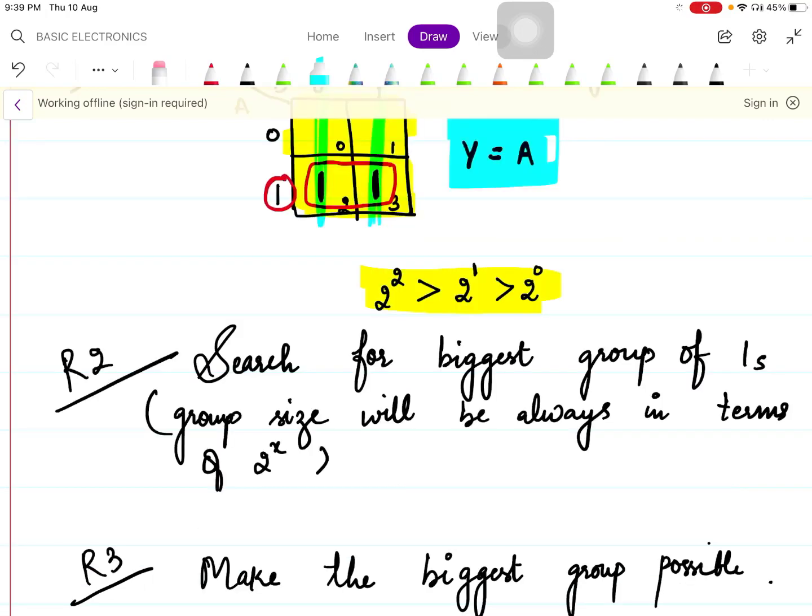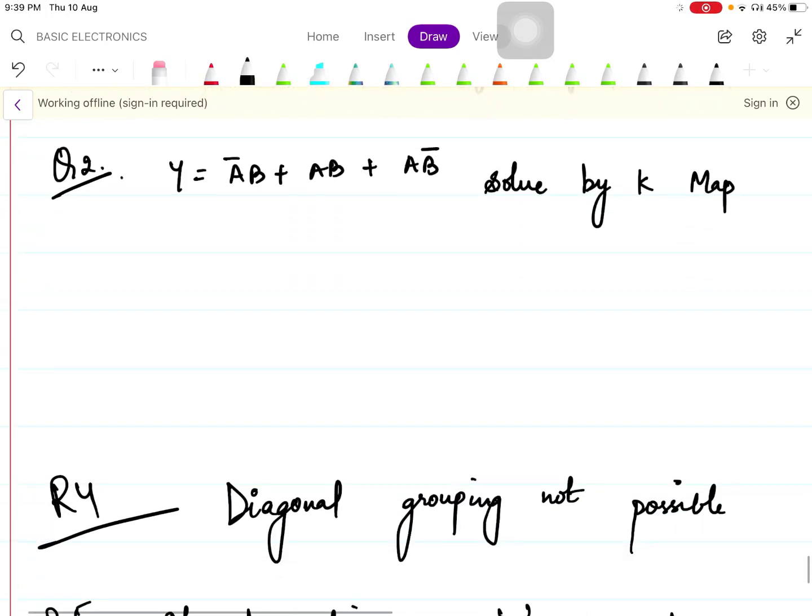Now let's move on to rule number 3 along with this question, that we have to make the biggest group possible. I have already told you in rule number 2 that we have to search for the biggest group, because whenever you make the biggest group, only then the simplification is possible. Now let's move on to the next question.